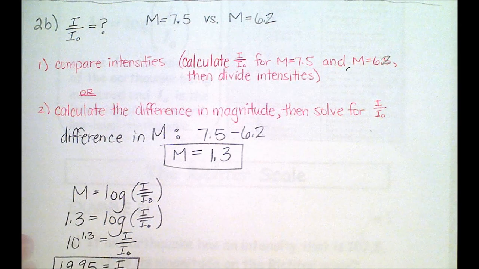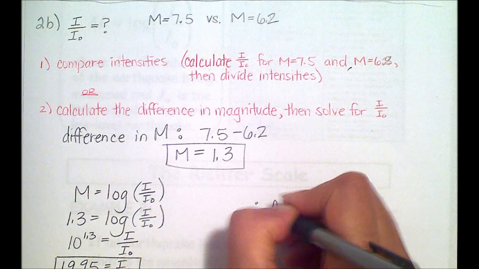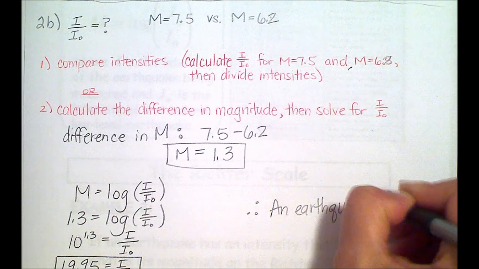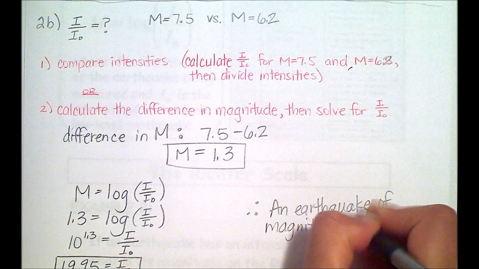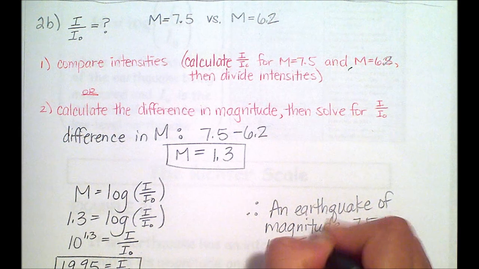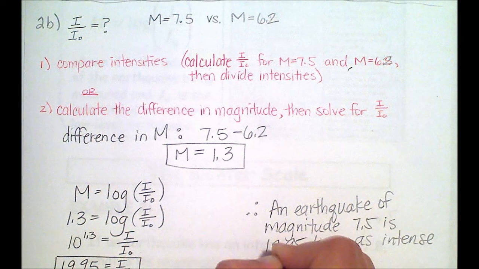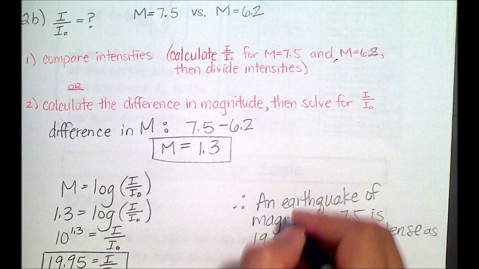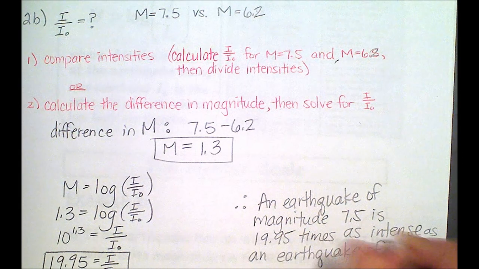Okay, so that means that an earthquake of magnitude 7.5 is 19.95 times as intense as an earthquake of magnitude 6.2.